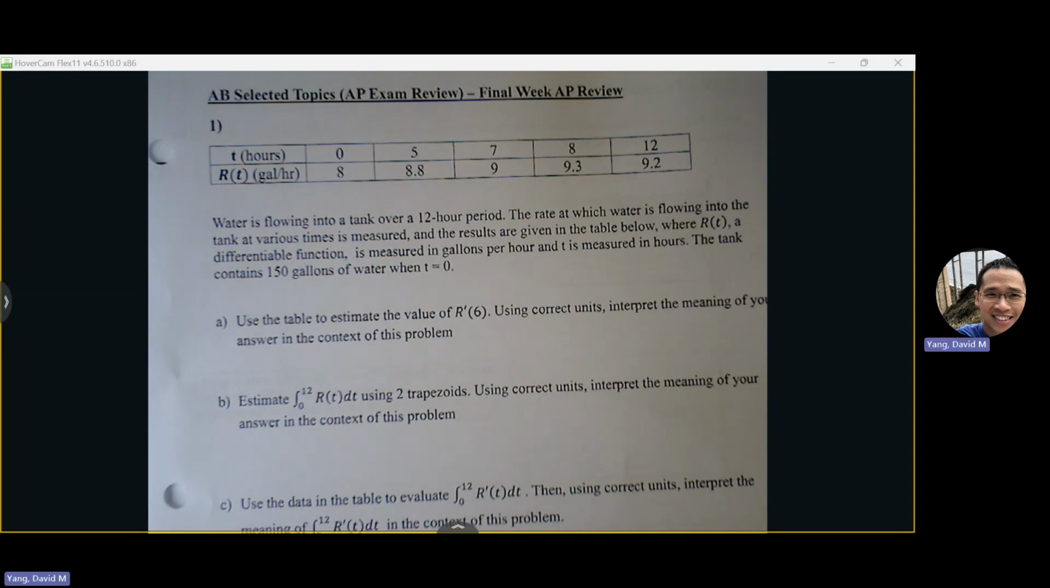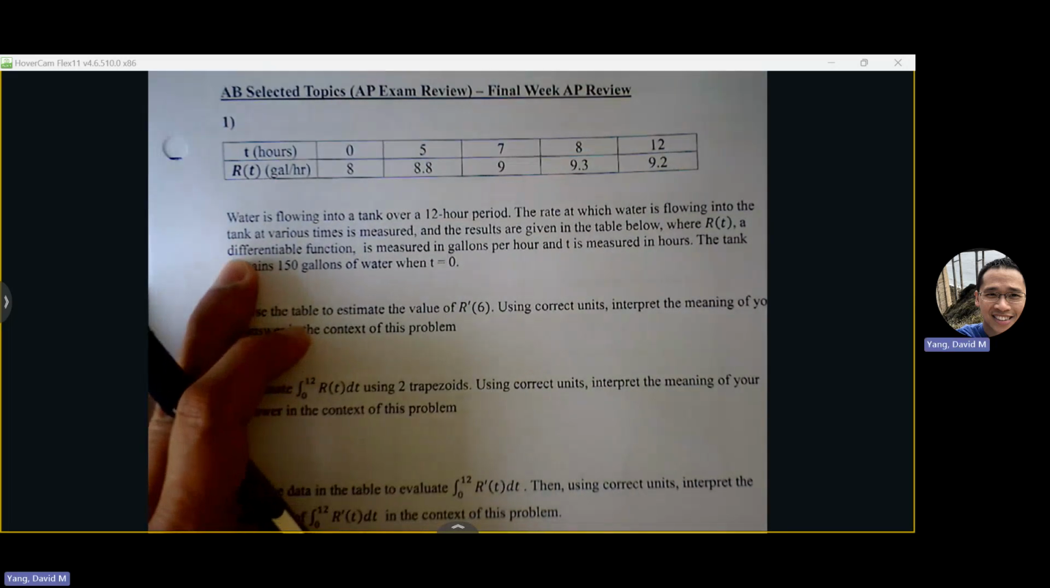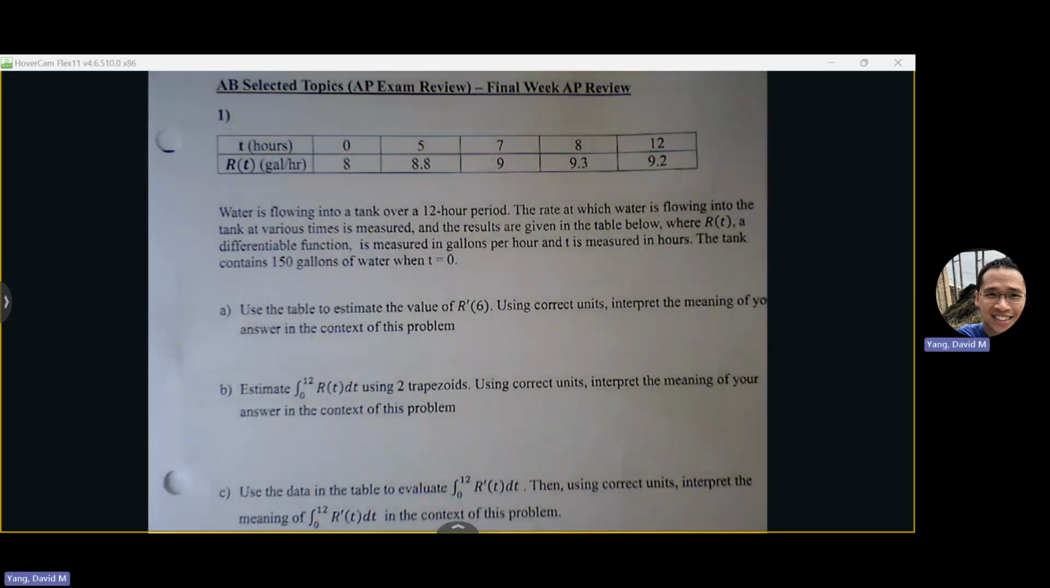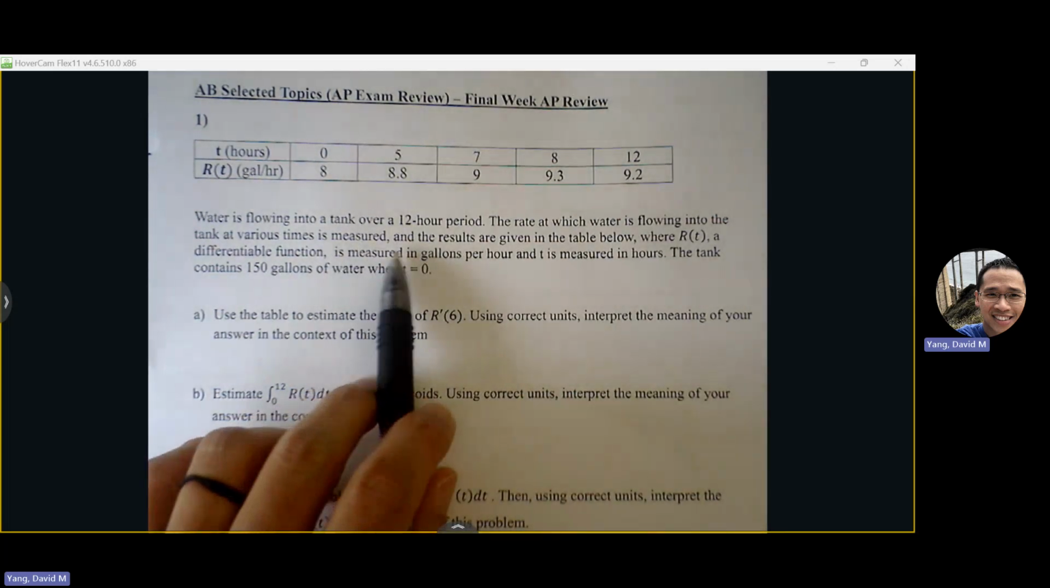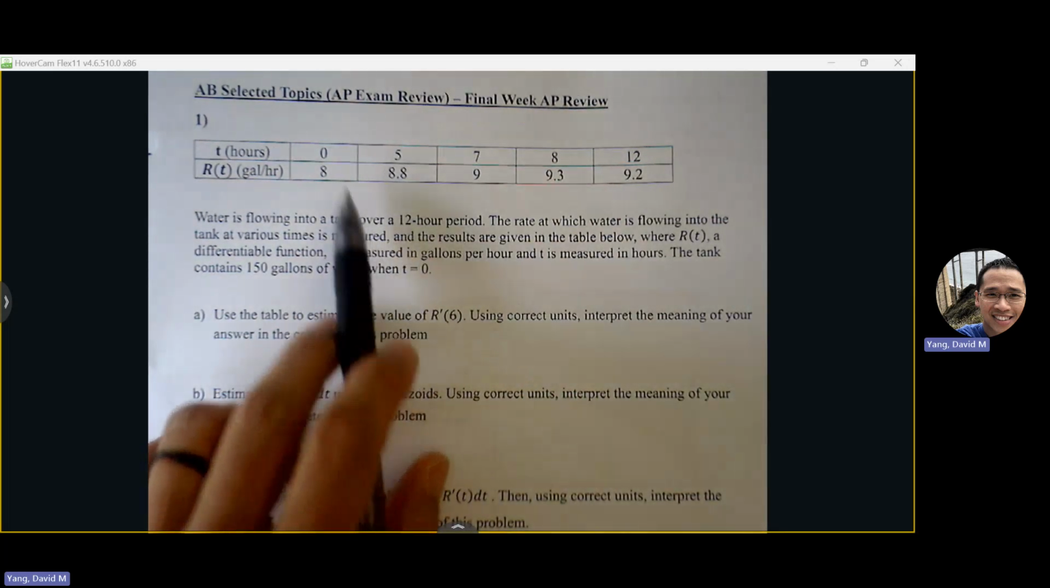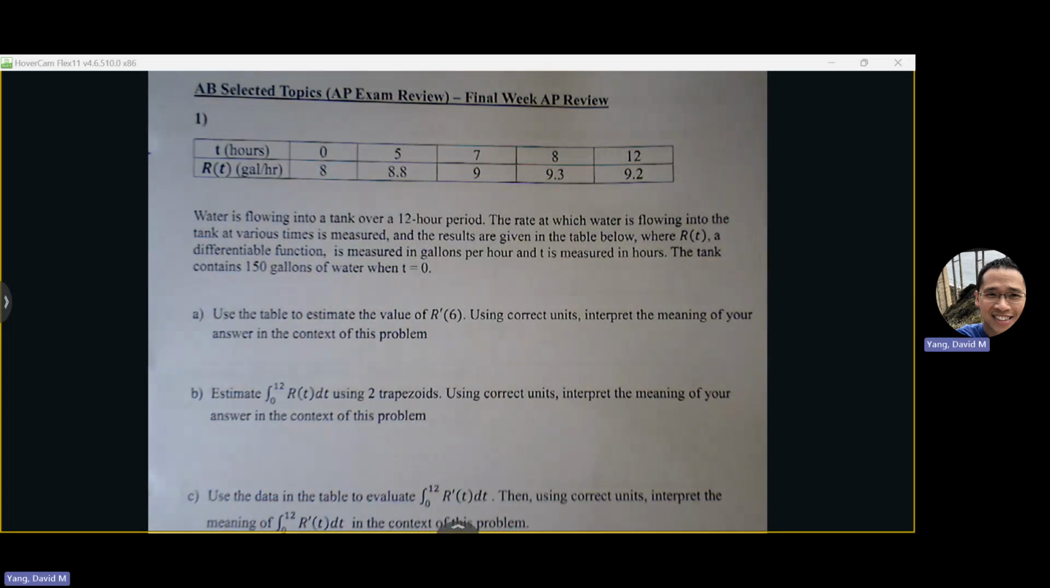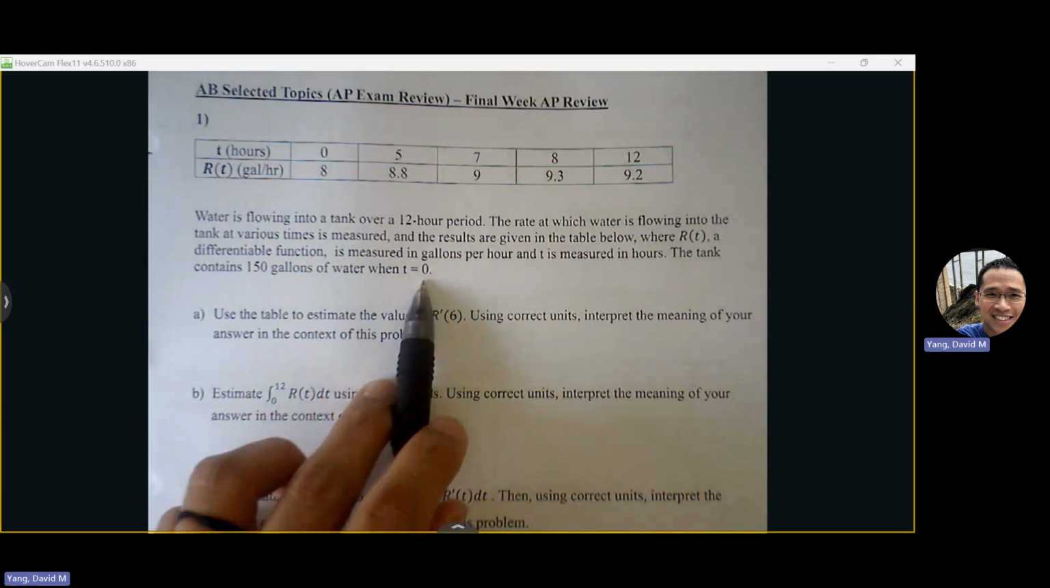Okay, so going back to FRQs briefly here. Water is flowing into a tank over a 12-hour period. The rate at which water flows into the tank at various times is measured, and the result is given in the table below, where R(t) is a differentiable function, so we know it's a smooth curve. It measures gallons per hour. The tank contains 150 gallons of water when t equals 0.